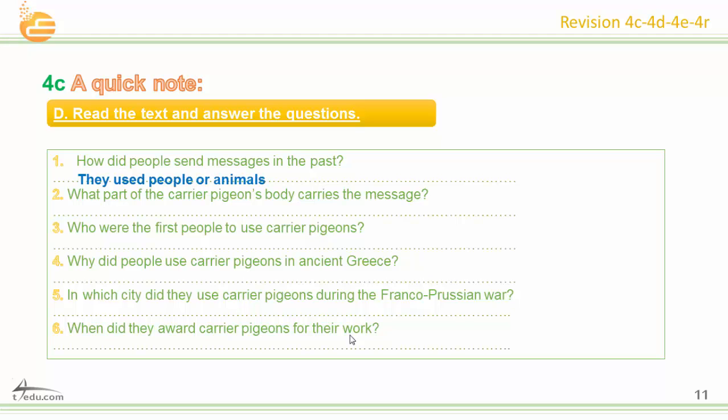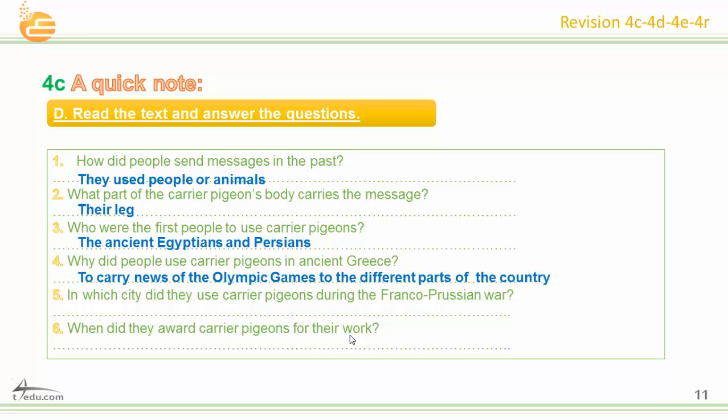Okay, let's check your answer. Number 1. They used people or animals. 2. Their leg. 3. The ancient Egyptians and Persians. 4. To carry news of the Olympic Games to different parts of the country. 5. In Paris. 6. During World War I and World War II.